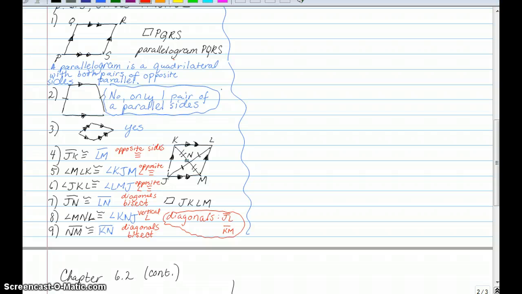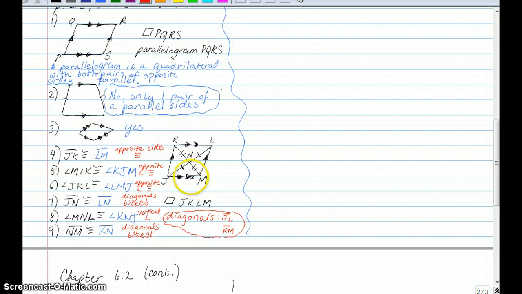Number 6, angle JKL, this angle here, is congruent to LMJ because angles opposite each other are congruent. Number 7, again, segment JN, this one right here, is congruent to segment LN or NL because diagonals bisect one another, and when you bisect something, it cuts it into 2 congruent parts.